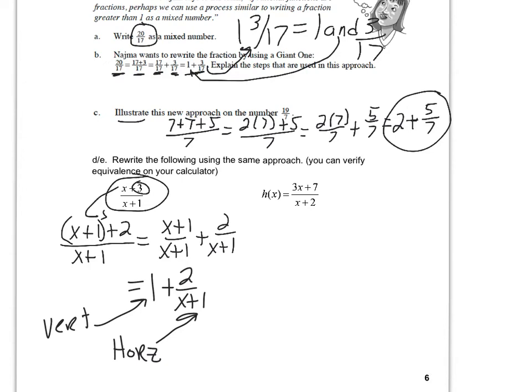What I'd like you to do is take a minute, pause this, and see if you can rewrite h of x as a transformed function. When you're done with that, resume play so you can see the answer.